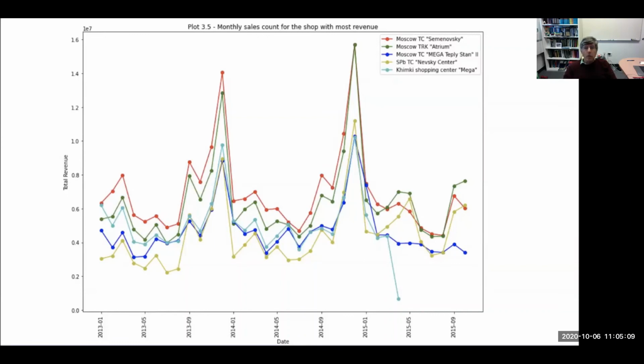It looks like the biggest stores are generally in Moscow. Maybe this blue one is a little bit lower. That's kind of interesting. Does everybody see how the plot tells a story? This to me is something I like in a plot.